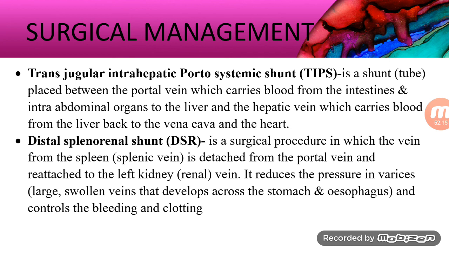As I already said, in liver cirrhosis, varices, the enlargement of the veins, is one of the most common clinical manifestations. So to reduce the pressure in the veins, this distal splenorenal shunt is done. They will cut the vein of the spleen and reattach that splenic vein to the left kidney vein. It also controls the bleeding and clotting.